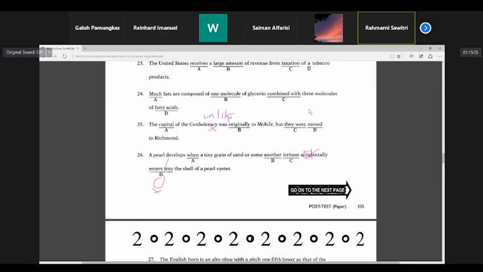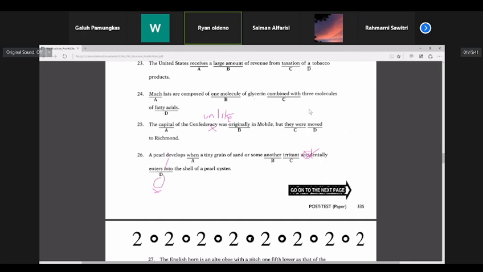Then let's see number 26. What about Sapti Mutiara? Sapti? Is Sapti here? Not here. So for 26, let's try Rian Oldino.